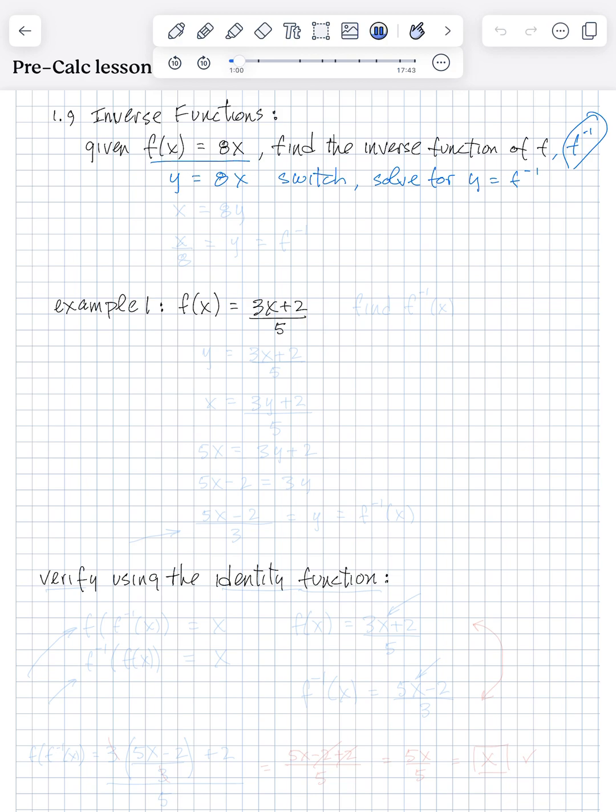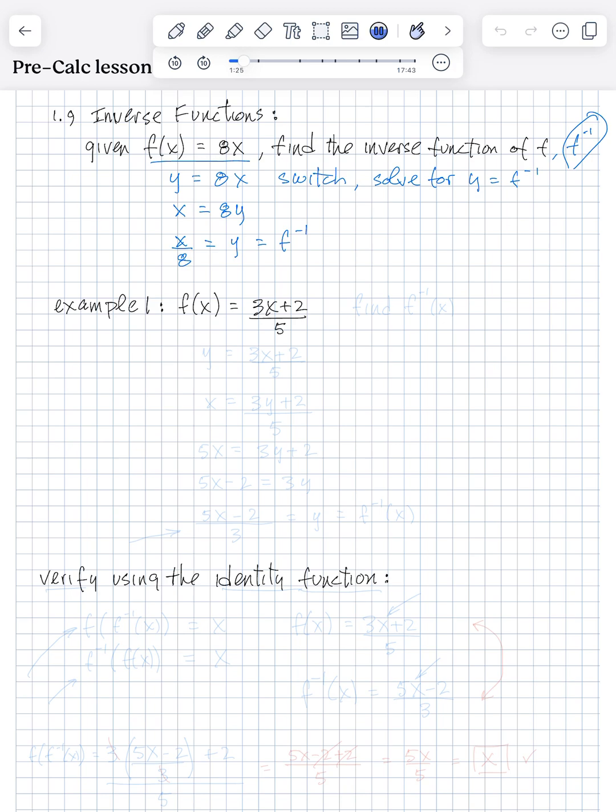Okay, so first thing we're going to do is switch the variables. So we're going to say x equals 8y. Now we solve for y by dividing both sides by 8. So we have x over 8 is equal to the new value for y, which is f inverse.